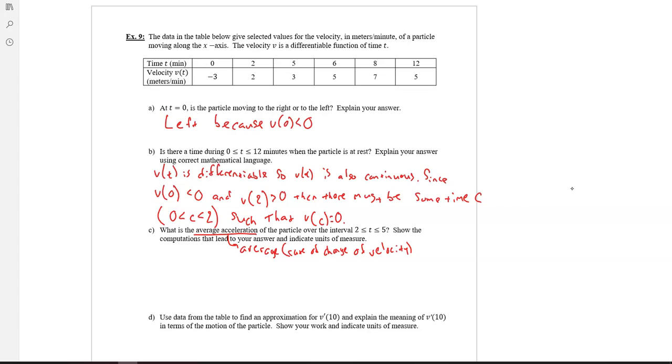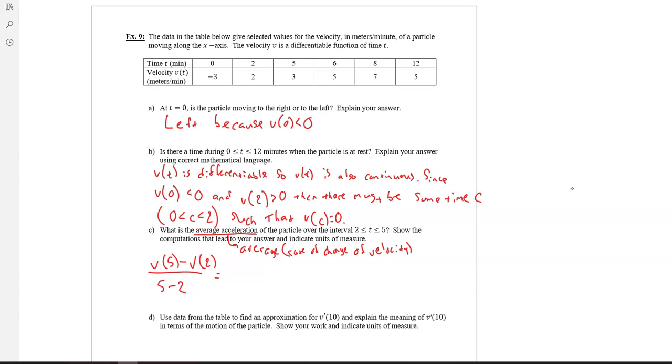Since we want to find the rate of change of the velocity, then what function should I use in my numerator? I already know that 5 minus 2 will be in my denominator, and I'm going to do something of the 5 minus something of the 2. What function should I be using in my numerator, though? Sarah, what do you say? It is velocity. Good job, because we're finding the average rate of change of the velocity.